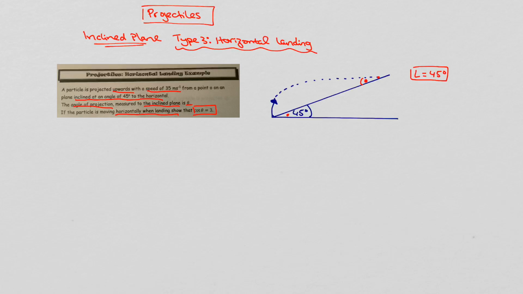But we also know that on landing, Sy is equal to 0, which will allow us to work out our time of flight. Now, the other information given to us is that it's projected with a speed of 35 meters per second, and that the angle it makes with respect to the inclined plane is theta. So what we want to do now is write out our table for U, A, V, S and T. So I'm going to get you to pause the video and complete the table.